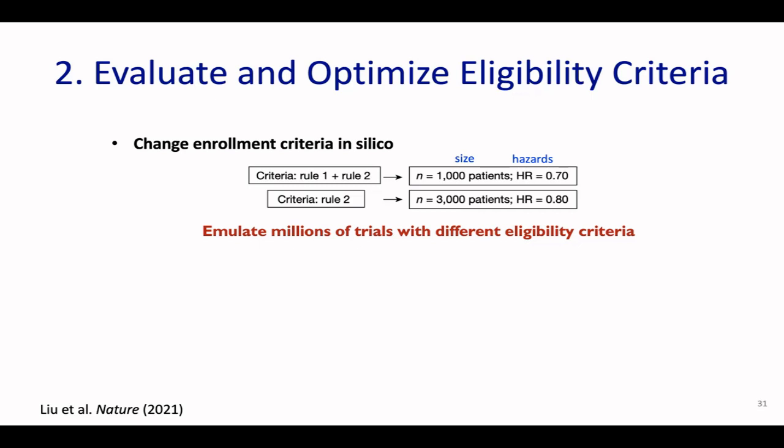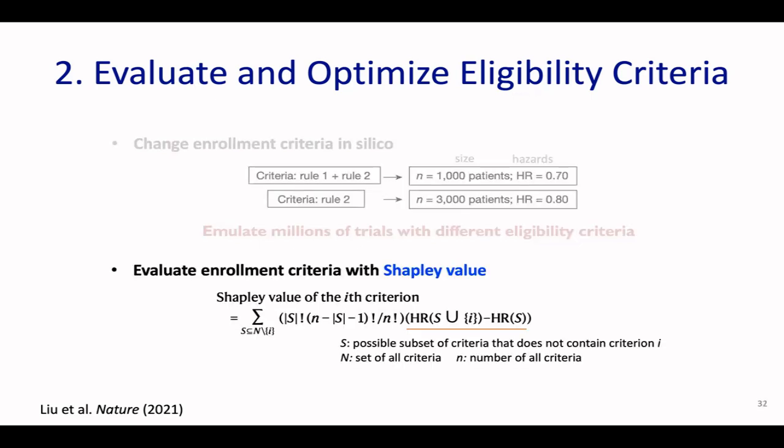So you can see our ideal way, what we care about, is that we want to recruit as many patients as possible while not harming the performance. And we also propose a principled way, a metric, to evaluate the individual enrollment criteria. So we propose a very principled machine learning way, a Shapley value for hazard ratio.